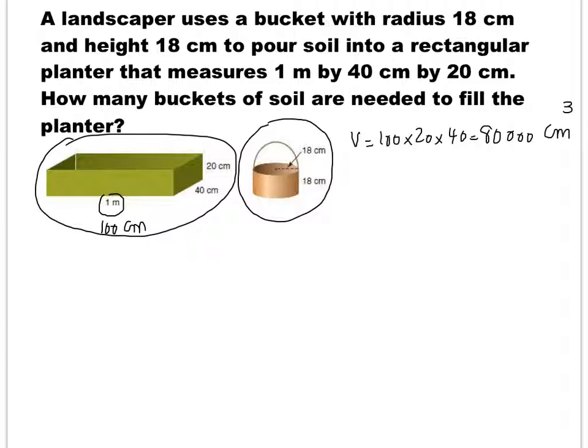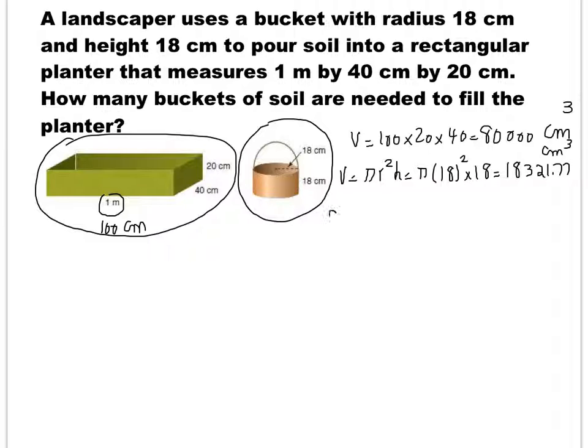Now I have to find the volume of the bucket. By definition, the volume of the bucket, V, is equal to pi r squared h, which is pi times r is 18, so 18 squared, times h. h is 18. Now, if you use your calculator and find this one, this is going to give you 18,321.77 cubic centimeters. Now I have to see how many 18,321.77 fits into 80,000 cubic centimeters.